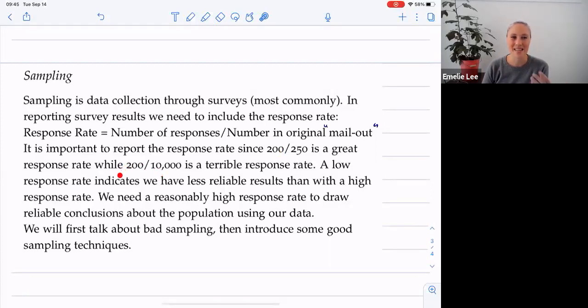Now, all of a sudden, this sample size of 200, right? Because that would be your sample size, the people you actually got information from, right? So we have the same sample size, but now all of a sudden 200 is not very good at all, right? And so it's really important that you report the response rate just because, again, right, a low response rate indicates that we have less reliable results.